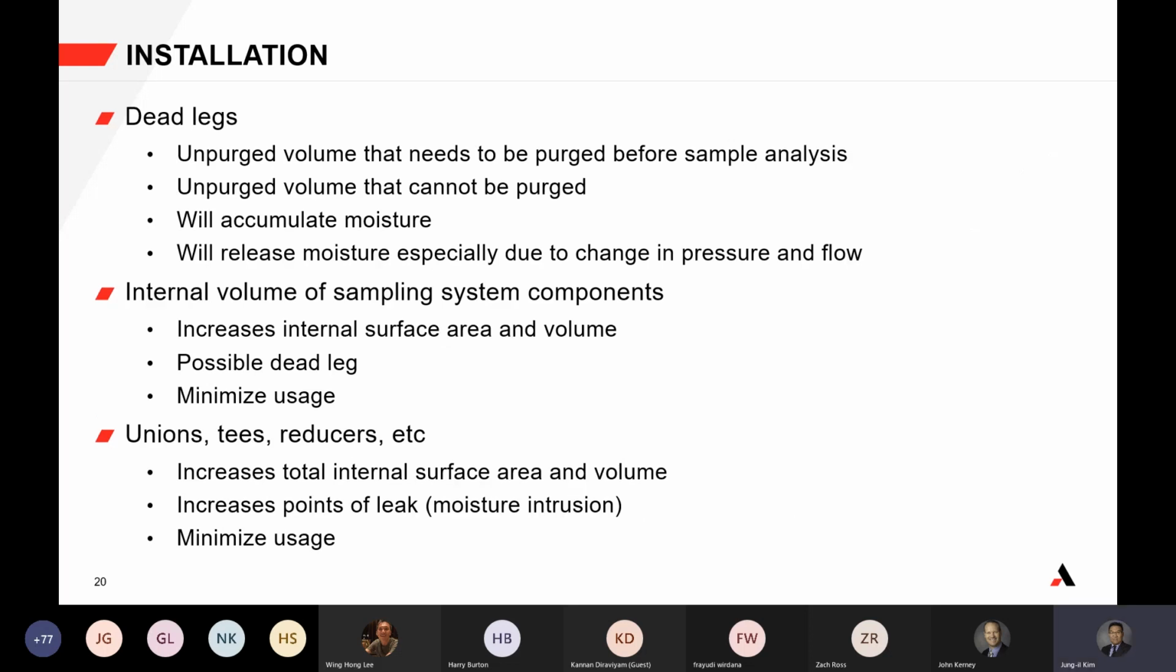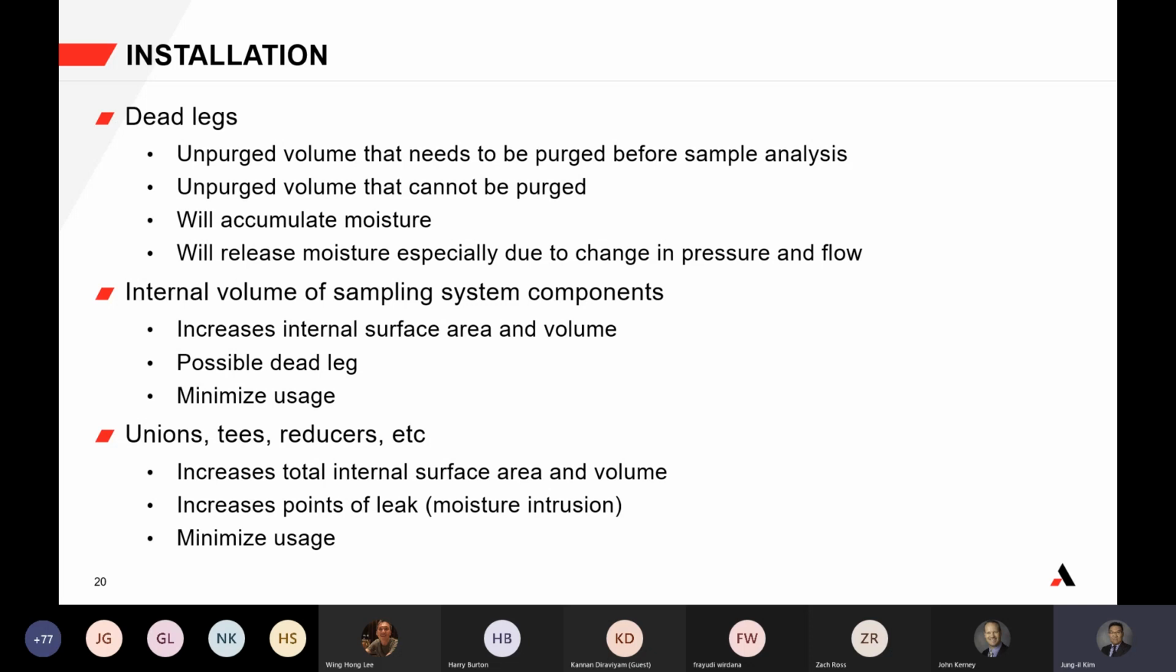Paramount when designing a sample system is to eliminate dead legs. Dead legs are unpurged volume that can be purged before sample analysis, or volume that cannot be purged. Dead legs that cannot be purged should be avoided. Dead legs will accumulate moisture and release moisture, especially due to turbulence in the sampling system caused by changes in pressure and/or flow.